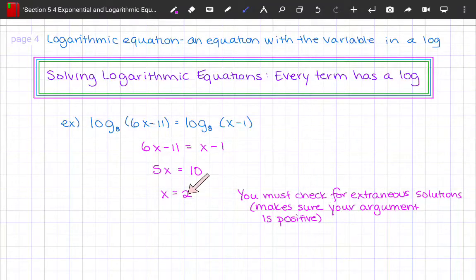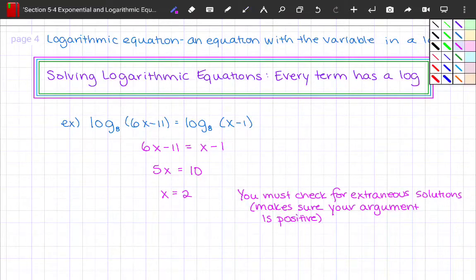So if x is 2, well, 6 times 2 minus 11, that's positive. 2 minus 1, that's positive. Okay, it's a keeper. We're done. But you always got to check, because you never know. So that's the basic idea.